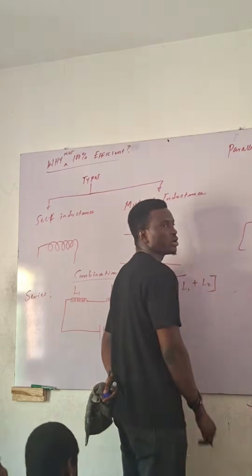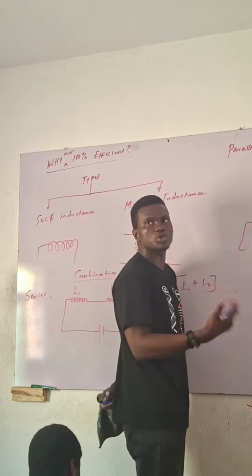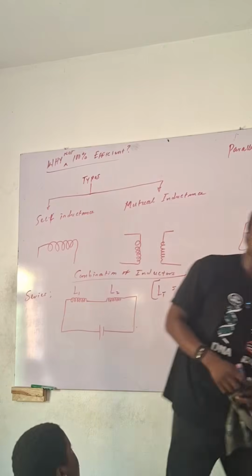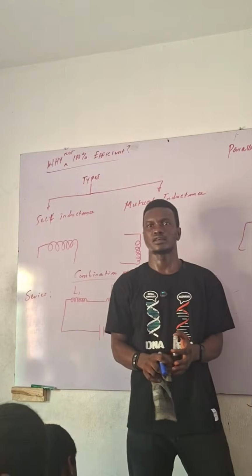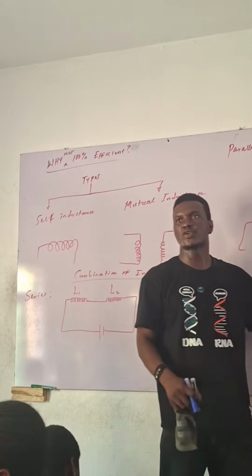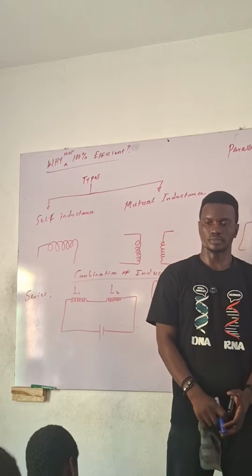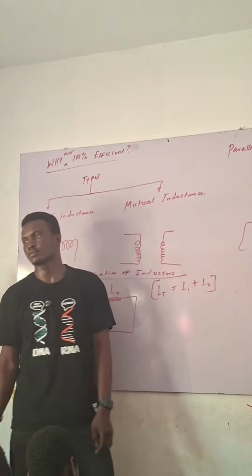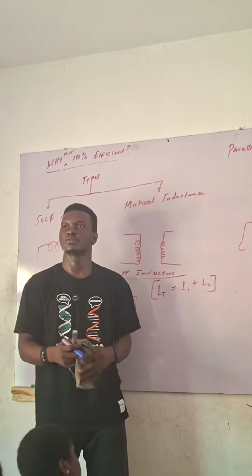So if you double the current, the energy stored in the inductor will quadruple. If you double the current, that will be 2 squared, that's 4. So that means the energy will quadruple. So that's the energy stored in an inductor. Please help me to keep the notes very well.